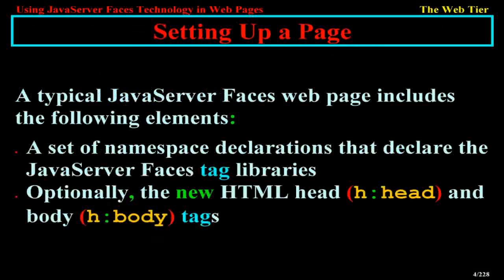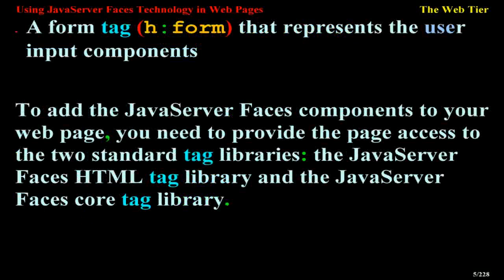Setting up a page. A typical JavaServer Faces web page includes the following elements: a set of namespace declarations that declare the JavaServer Faces tag libraries, optionally the new HTML head (h:head) and body (h:body) tags, and a form tag (h:form) that represents the user input components.